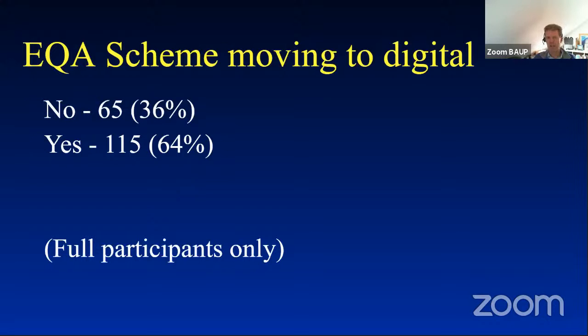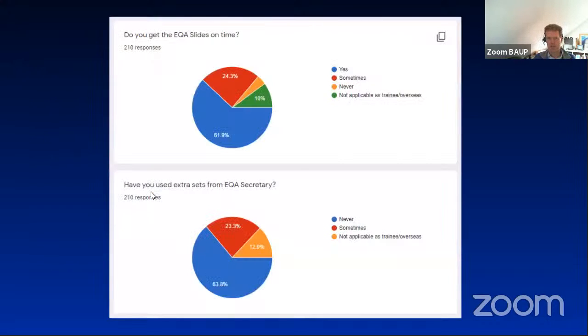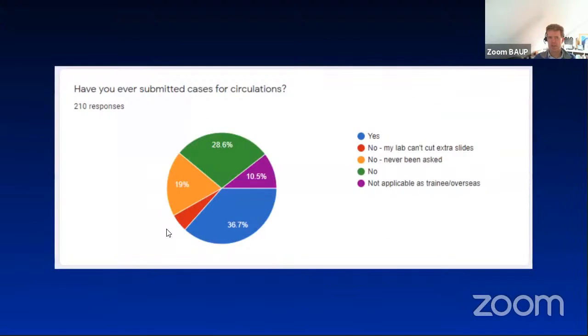The admin of sending the slides around is difficult. So we did ask you about this, and it seems that 60%, I'm afraid the percentage is slightly misleading because there are some trainee people, but only a small number don't get the slides on time sometimes, and 60% get them. And then extra sets are available from the EQA secretary. This is normally when people go on holiday and the slides sit in their inbox and they don't realize. So the majority of people have not used the secretary slides.